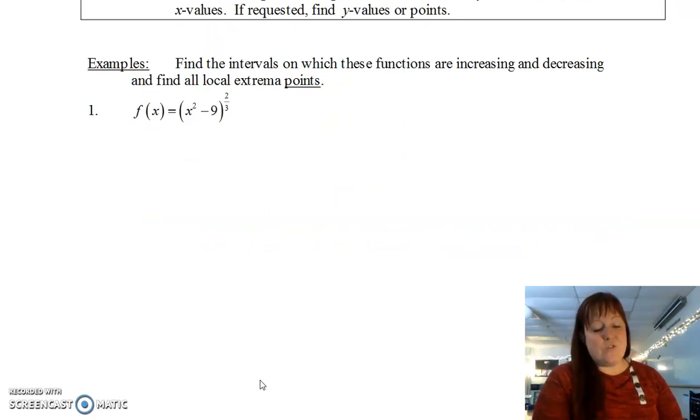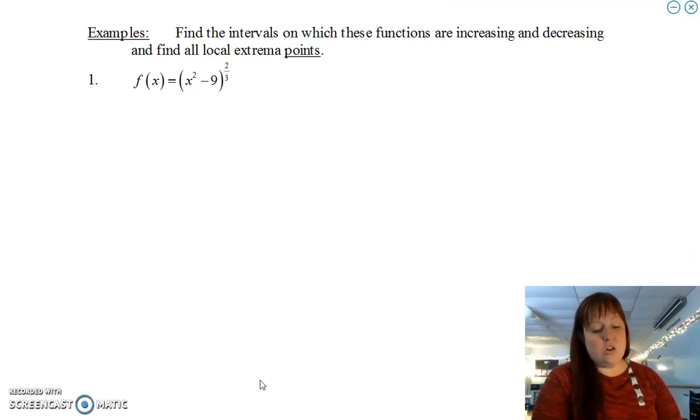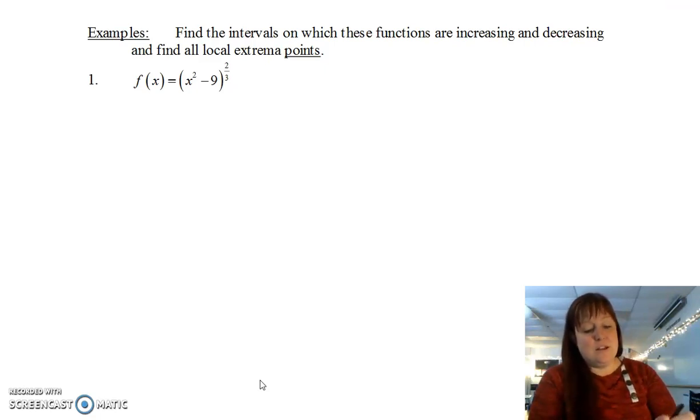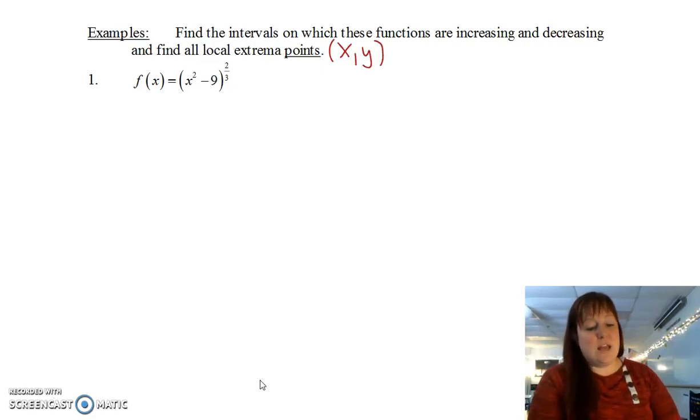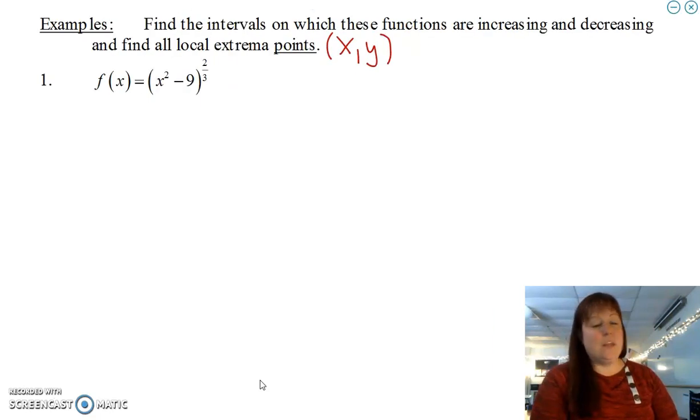So let's look at this in real practice. Okay, so find the intervals on which these functions are increasing and decreasing and find all local extrema points. Okay, so we're going to find the points, which means, you know, anytime you see the word points, you know that's an x and a y, right? So this isn't just like, oh, the extrema is 5. Like, that doesn't work, right? So we got to do points. Okay, so we're going to find points of the local extrema. Okay. So let's start with this one.